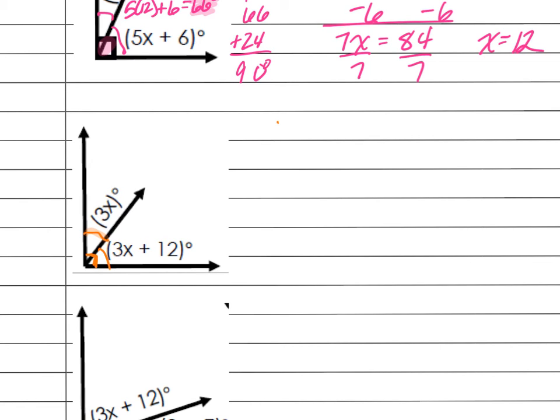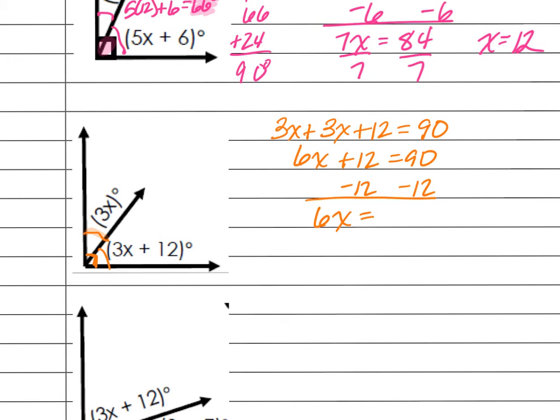So I've got 3x plus 12 equals 90. So combine my like terms. 3x plus 3x is 6x plus 12 equals 90. Subtract 12. 6x equals 78, I want to say. 90 minus 12. 78, great.